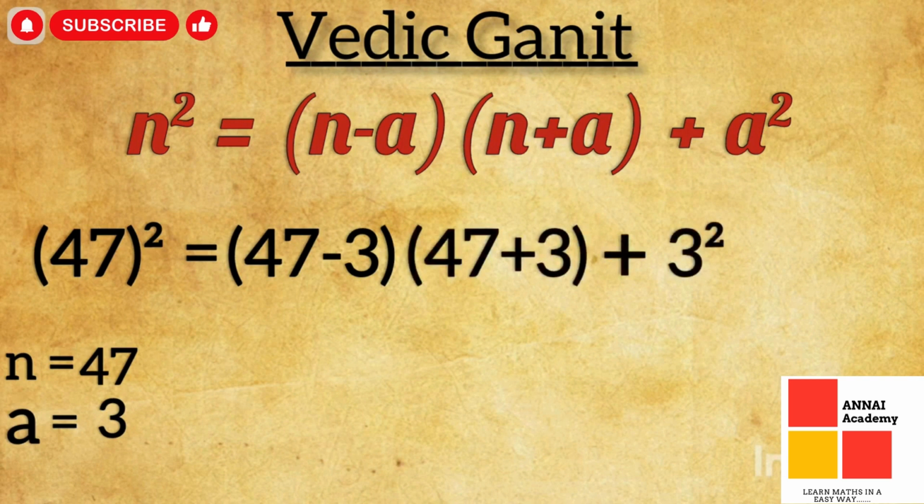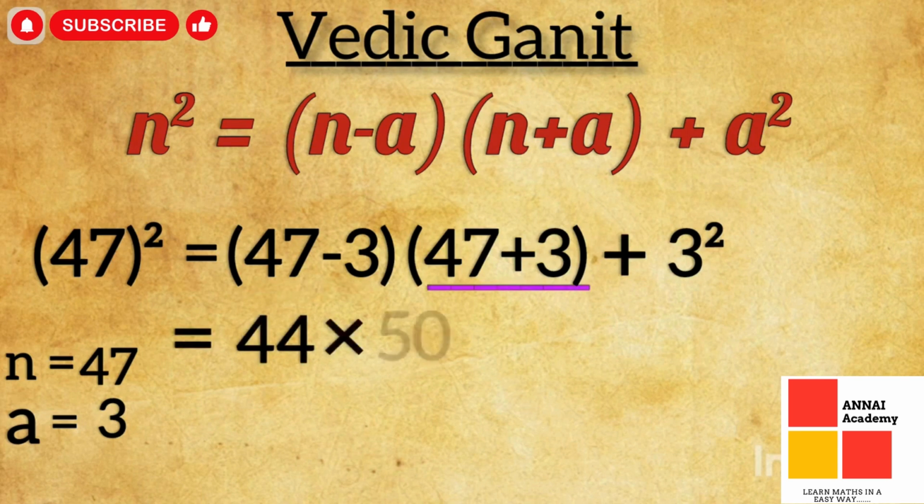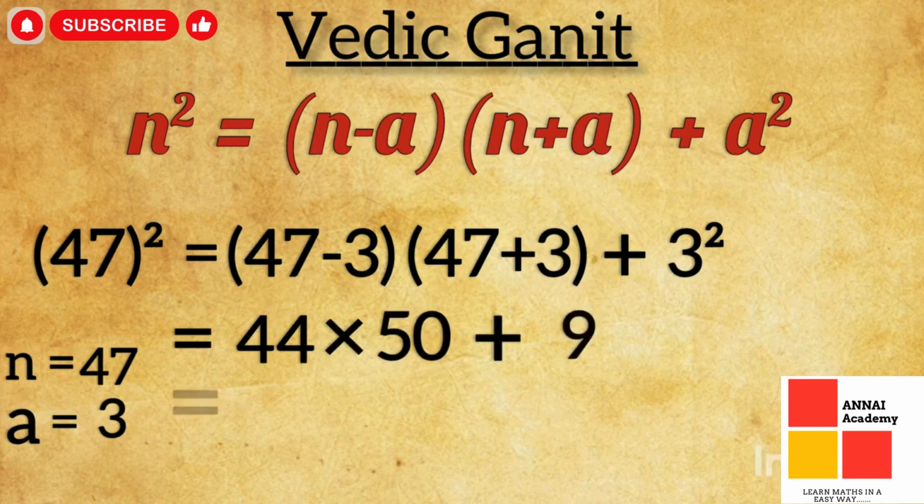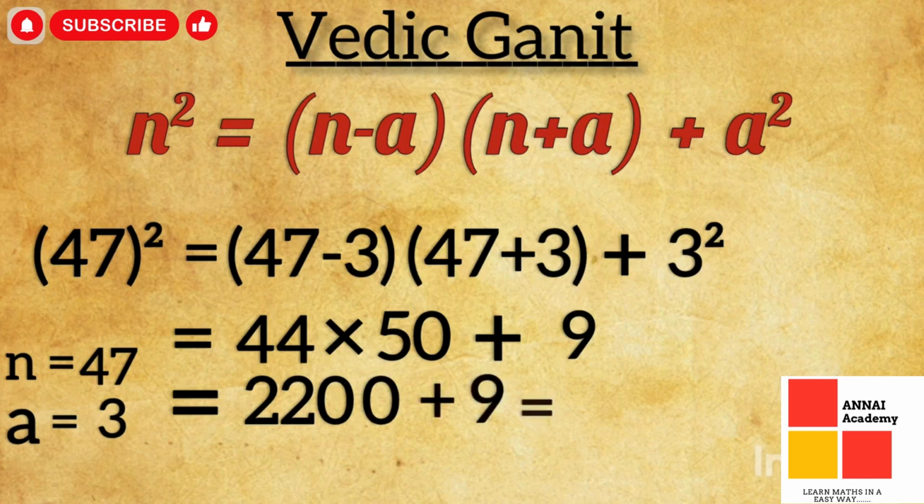Now, when we add minus 3 to 47, we get 44. When we add 3 to 47, we get 50, plus 3 square, 9. Now, we will multiply 44 by 5, and we will put a 0 at the end of the answer. So, we will easily multiply 44 by 5. So, we will get 220. Now, we will put a 0 at the end of the number 220, and we will add 9 to it. So, we will get 2209. And this was our answer.